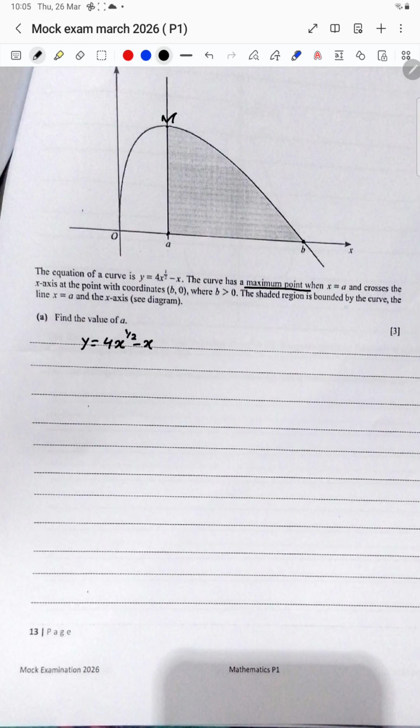The shaded region is bounded by the curve, the line x equals a and the x-axis. Find the value of a. Okay, as a is a maximum point, you need to find dy by dx.